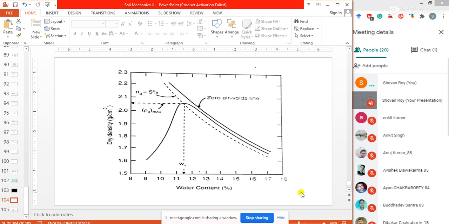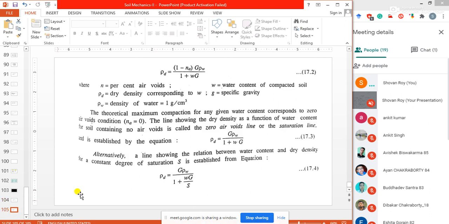We will perform the compaction test, the standard Proctor test. There, these things will be very clear, and we will also be able to draw these curves. Also, some formulas are available, like rho d can also be expressed as G rho W by 1 plus Wg.